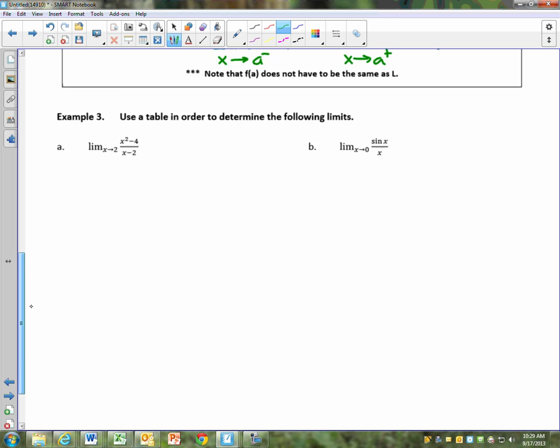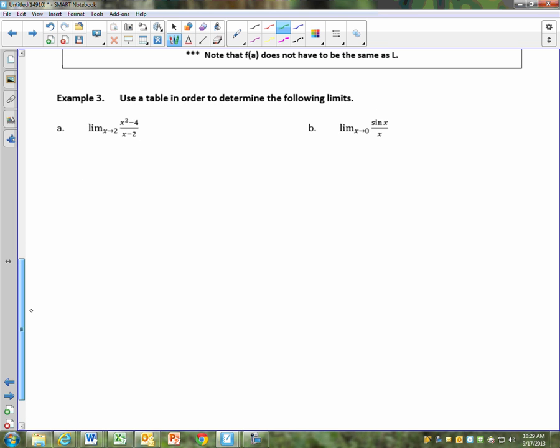It says use a table to determine the following limits. So I'm going to show you the first one without a table so that you can understand. But can I plug in 2 right now to evaluate this? No. What could I use with algebra to do it? I could pull it apart: x minus 2 times x plus 2. And what will cancel? X minus 2. So really you have the limit as x approaches 2 of x plus 2, which would be 4.